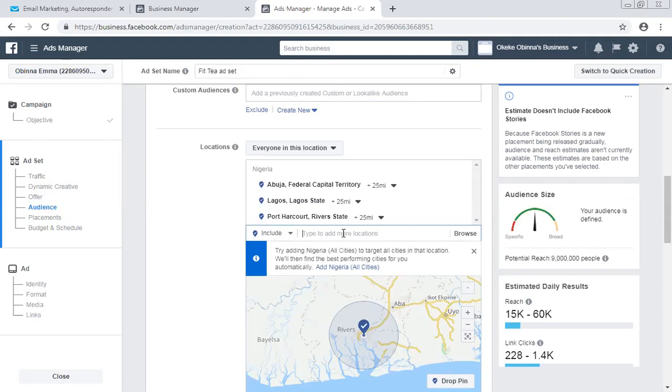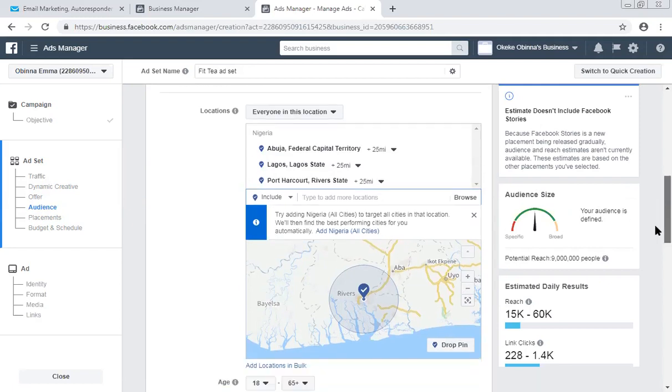If you are selling a product that someone in Kano State or Kaduna would not need, and you are targeting someone in Kaduna or Kano State or Jos or Enugu, you are wasting your money. You are just dashing Facebook your money. All right? So you have to do your research well. So for the sake of this training, I choose these 3 states and I move on.